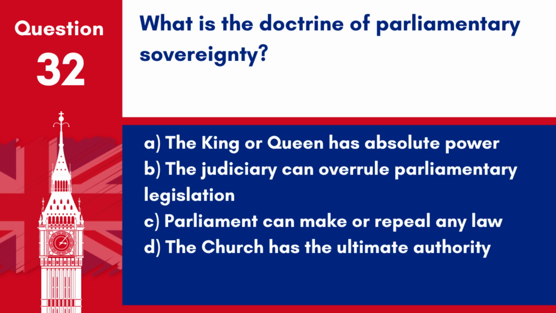Question 32. What is the doctrine of parliamentary sovereignty? A. The King or Queen has absolute power. B. The judiciary can overrule parliamentary legislation. C. Parliament can make or repeal any law. D. The Church has the ultimate authority. Answer: C. Parliament can make or repeal any law. The doctrine of parliamentary sovereignty means that Parliament has the supreme legal authority and can create or end any law.